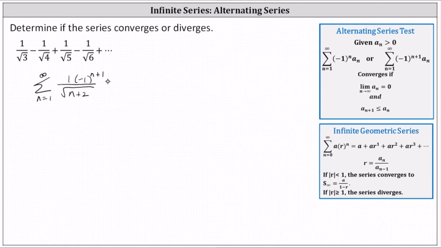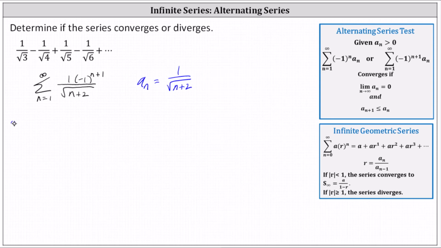And now because we have an alternating series, we'll apply the alternating series test, shown here on the right, where to begin we determine a sub n, the non-alternating part of the formula, and then the series converges if the limit as n approaches infinity of a sub n equals 0 and a sub n plus 1 is less than or equal to a sub n, meaning the non-alternating terms are decreasing. Looking at our formula, notice a sub n, the non-alternating part of the formula is 1 divided by the square root of the quantity n plus 2.